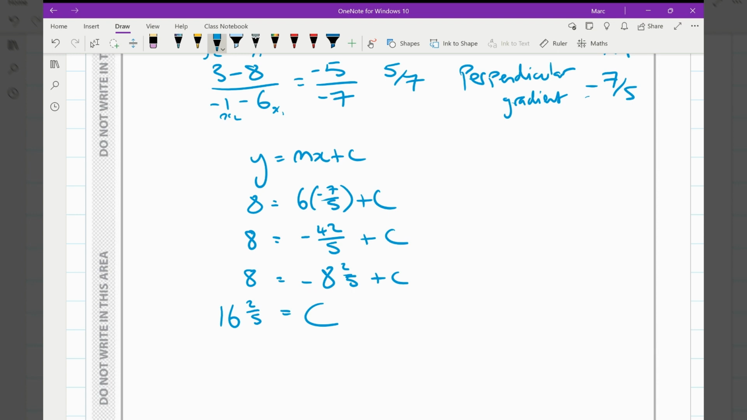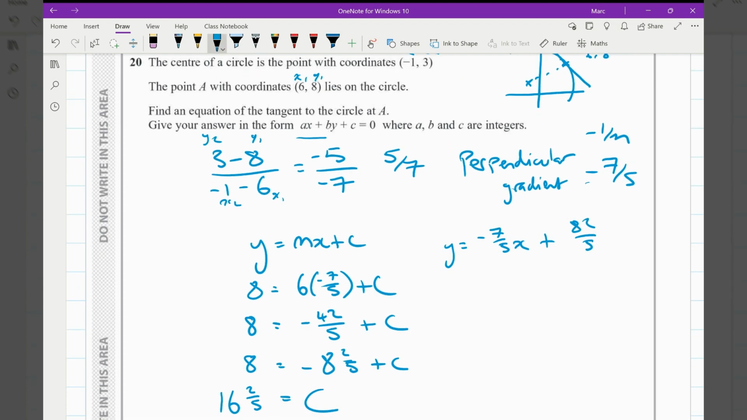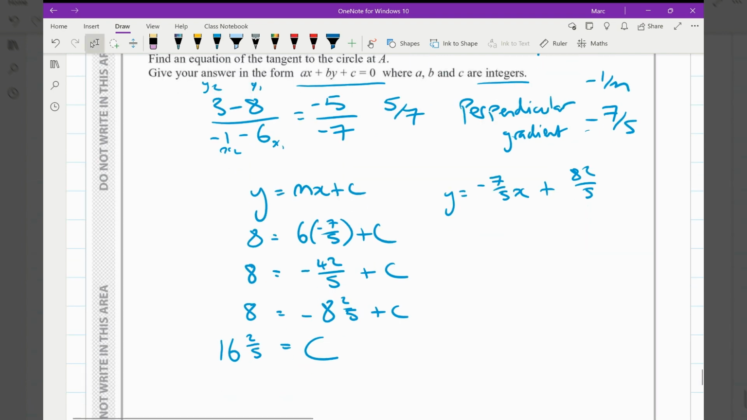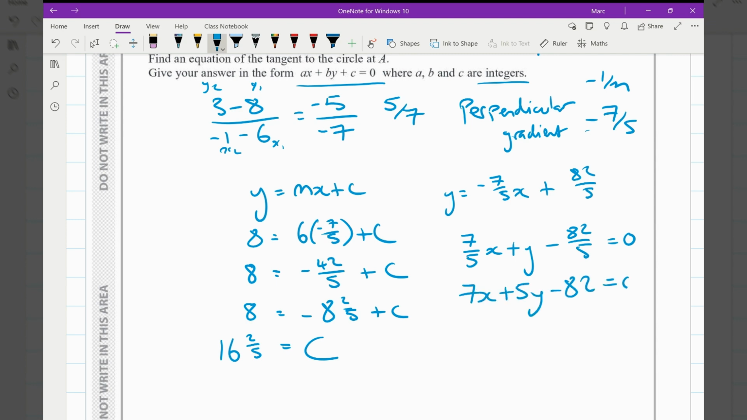Not quite finished. So y equals mx plus c. We've got y equals -7 over 5x plus 16 and 2/5. Okay, 16 times by 5 is 80, so 82 over 5. I need to get it all on the other side because I need to put it into this format here. We need to have integers. So first thing, add the 7 over 5x plus y, and we subtract the 82 over 5, which equals 0. Now we multiply everything by 5. So 7x plus 5y, take away 82, is equal to 0.